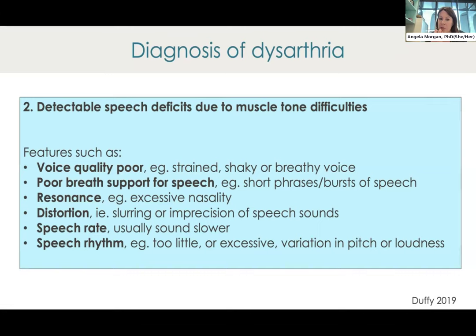Then there's distortion, through challenges of articulatory control and tone, and imprecision of your speech sounds as well. There are also issues with speech rate. When it's so effortful to control your muscle tone and produce speech, we often see a slower rate in children. And again, you can have challenges with pitch variation and loudness. Some of those features do overlap with how we think about apraxia, but you need to look at all of the speech sound features to make a really clear differential diagnosis. And importantly, these conditions often co-occur, including in our genetic conditions, very much so.